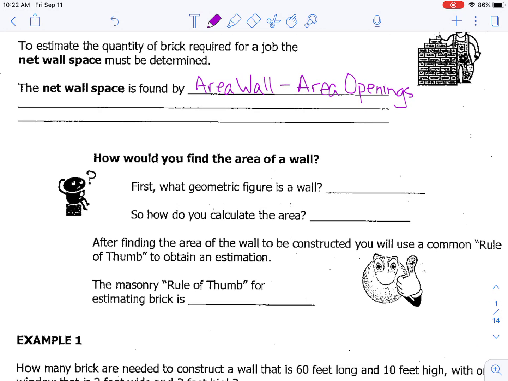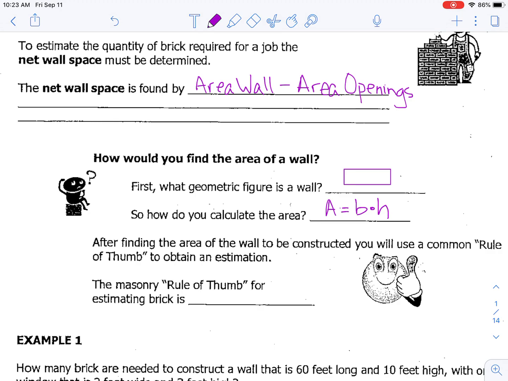So we have to think about area and what we talked about last week. What geometric figure is a wall? That's easy, right? It is a rectangle. So how do you calculate the area of a rectangle? If you remember from last week, we do the base times the height. But you may also have talked about it as length times width. But when it's a wall, it's going to have a height, so let's think about it as a base and a height instead.